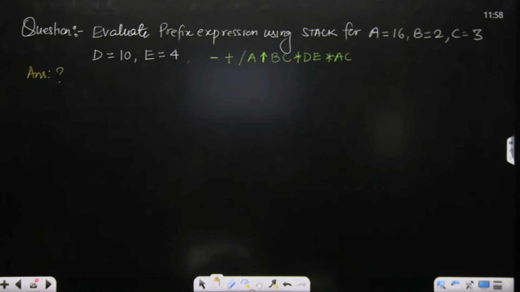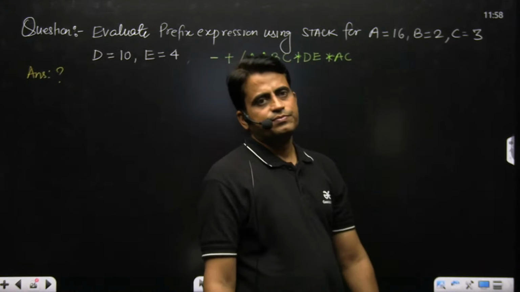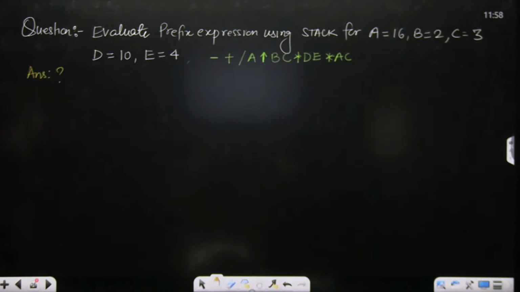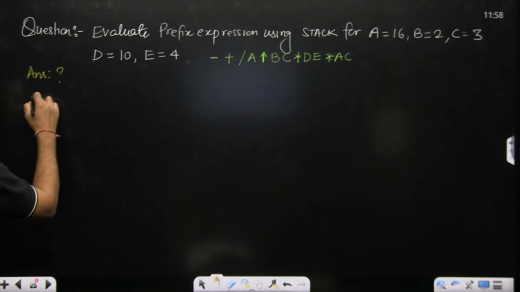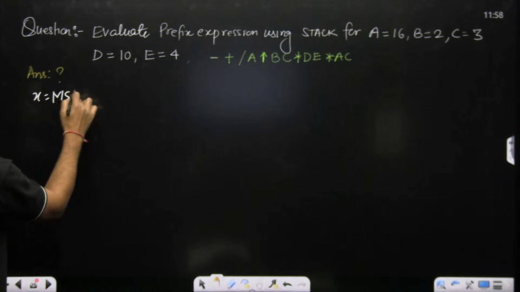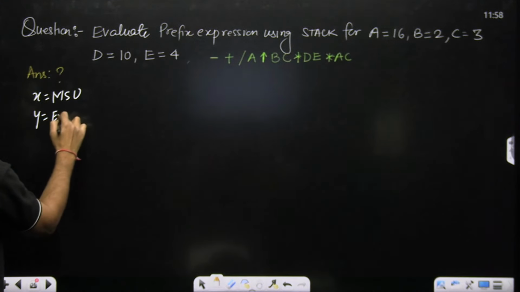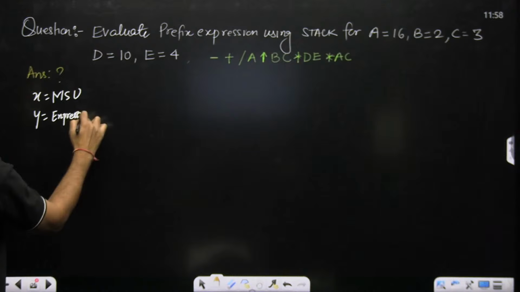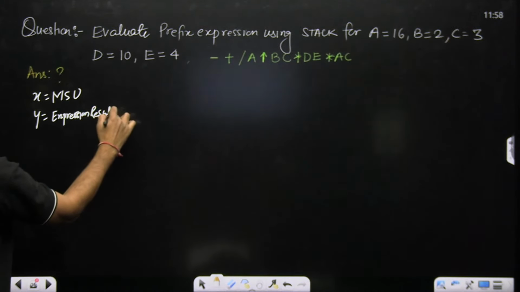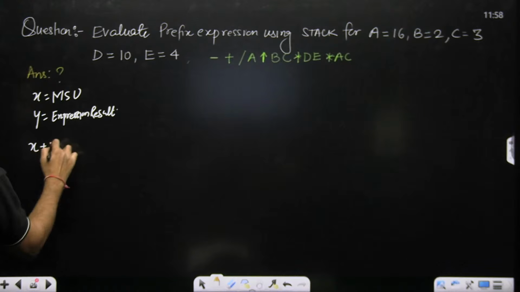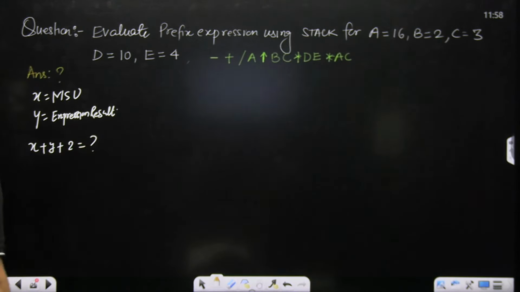Okay. Now evaluate prefix expression using stack for a equals to 16, b to, c 3. I have to evaluate prefix expression बच्चे. I have to evaluate prefix expression, right? So answer बच्चे, x equals to, let me say, x equals to MSU, y equals to expression result. What is, sir, x plus y plus 2? What is this value? Sir, numerical data question है बच्चे. X plus y plus 2 is what?